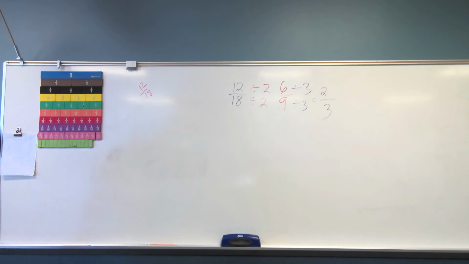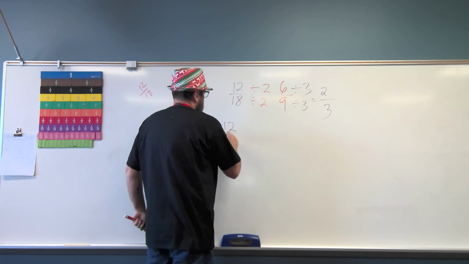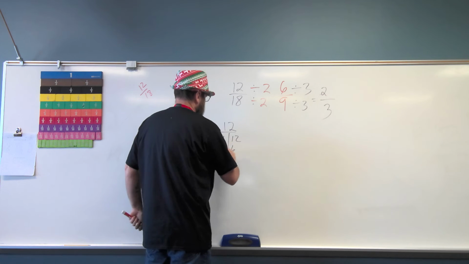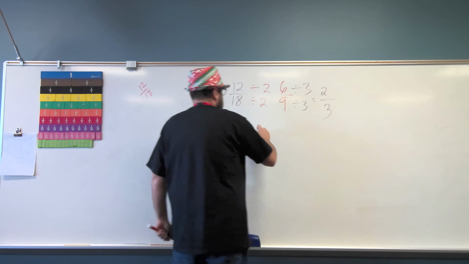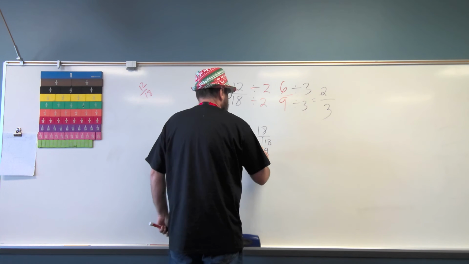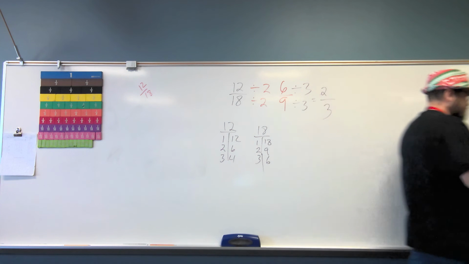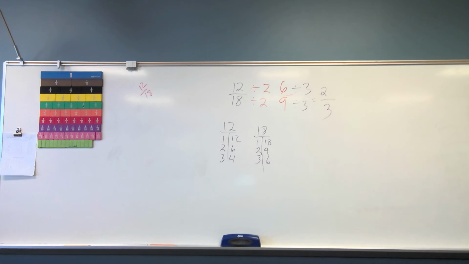Now, if I wanted to just do it in one step, I could take my factors for 12. 1 and 12, 2 and 6, 3 and 4. My factors for 18, 1 and 18, 2 and 9, 3 and 6. And find the biggest one they have in common is 6. So I could have done it in one step.